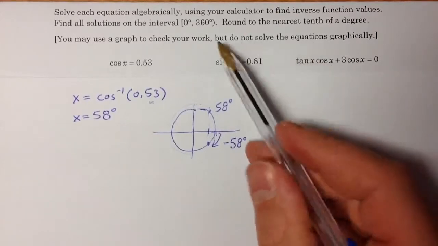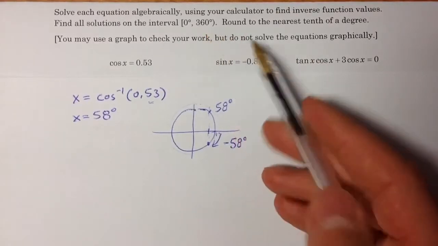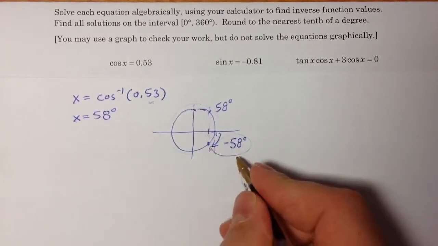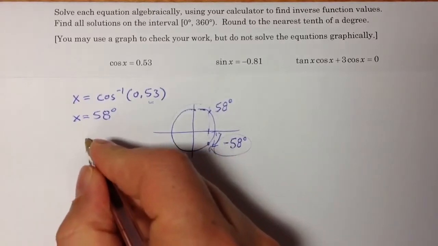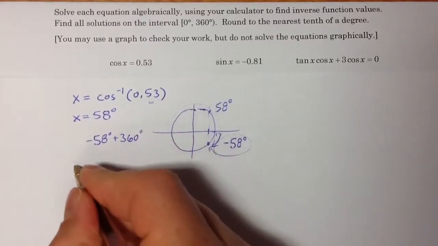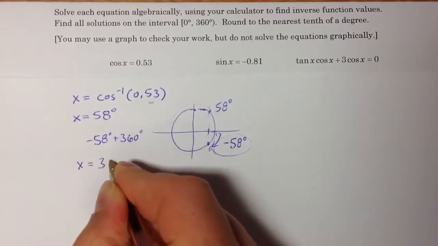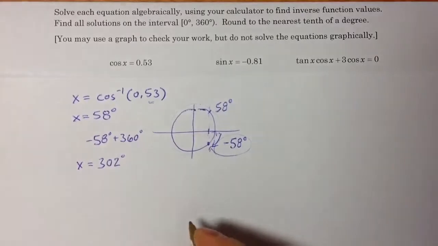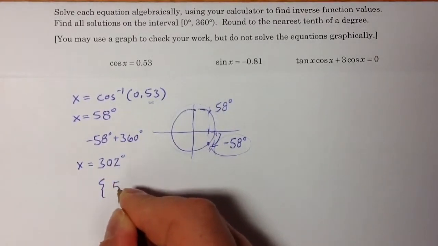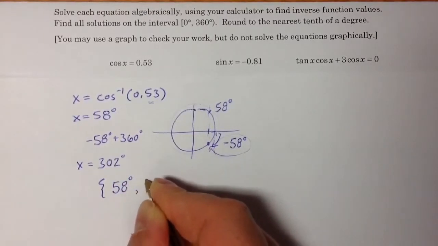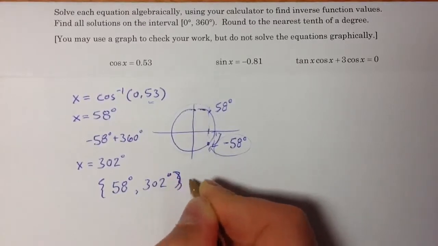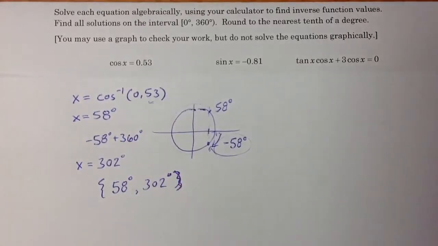That's outside of our range. We're interested in solutions between 0 and 360. So to work with this other solution, I can add 360 to that, and we get a second solution, x equals 302 degrees. So the two solutions to that first equation are 58 degrees and 302 degrees, the two solutions on the interval from 0 to 360.